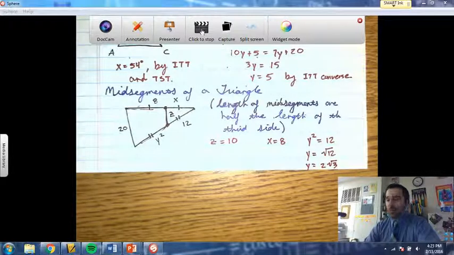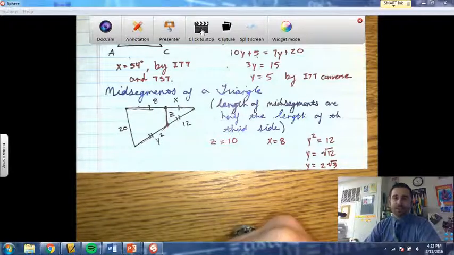So using all of these different properties, we can solve different algebraic problems within triangles and make sure that we understand the relationship between isosceles triangles and also midsegments of a triangle.